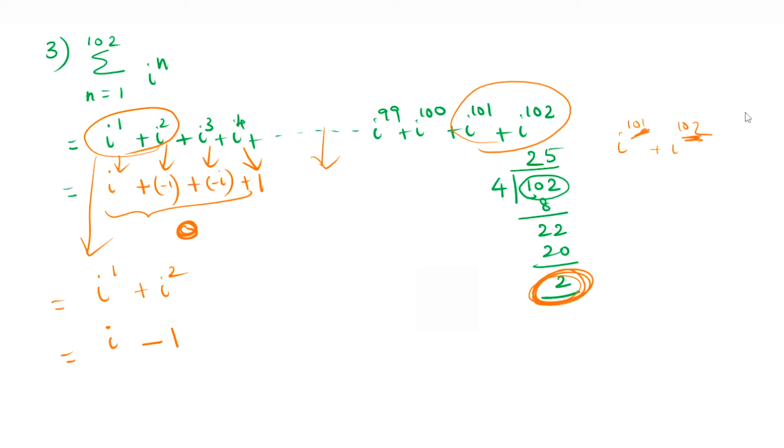Here the remainder is 2. So here i power 1 plus i power 2. So here i square is minus 1. Then also we will be getting the same answer.